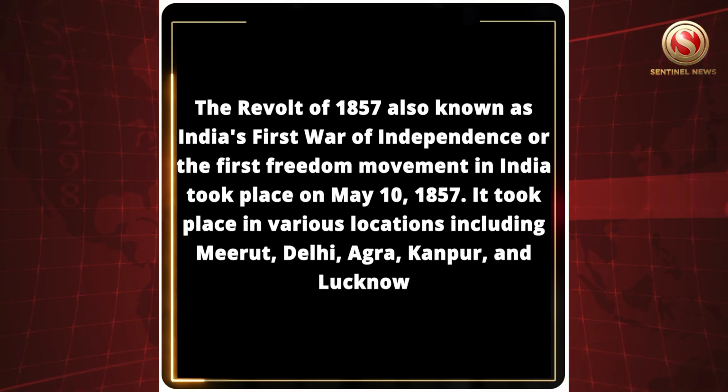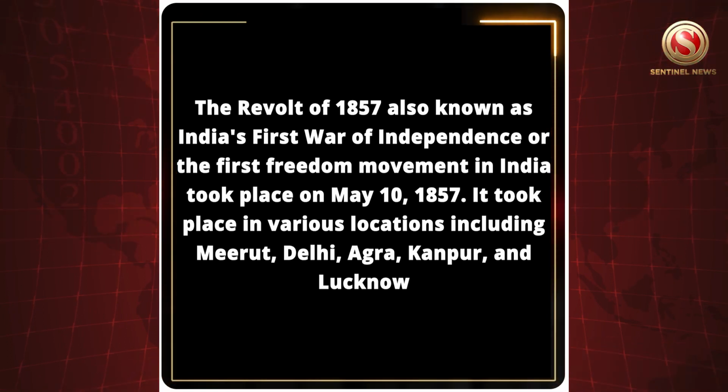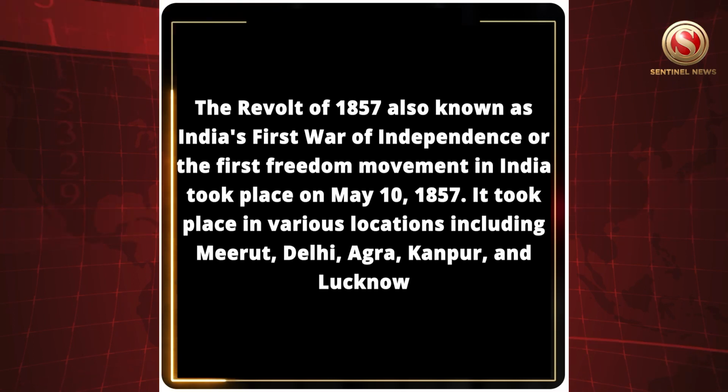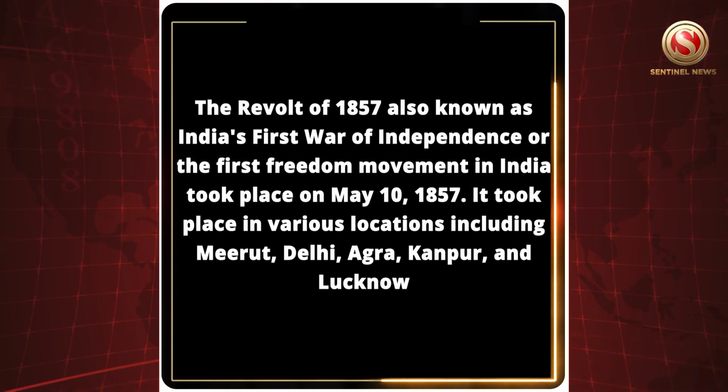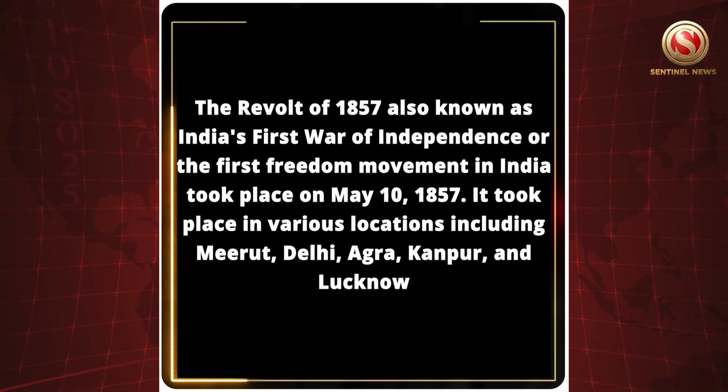The Revolt of 1857, also known as India's First War of Independence or the First Freedom Movement in India, took place on May 10, 1857. It took place in various locations including Meerut, Delhi, Agra, Kanpur and Lucknow.